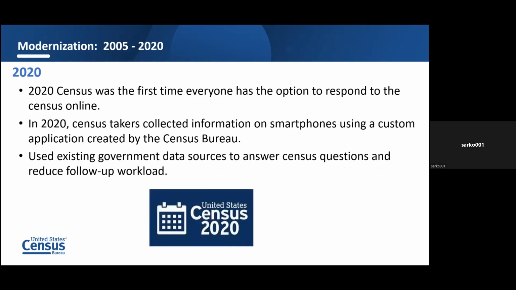And they also used existing government data sources to answer census questions or reduce follow-up workload. So instead of having to go back to the home several times and having to identify vacants, they could use administrative sources.